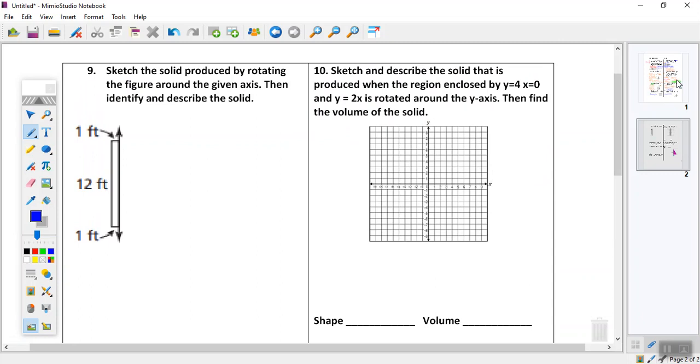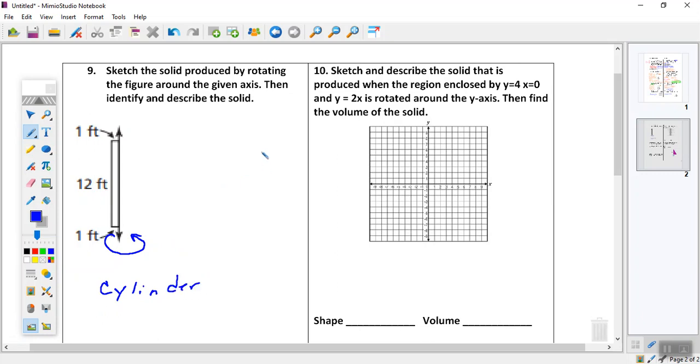Guys, I'm probably going to say tomorrow on the test, it says sketch the solid produced by rotating the figure around the given axis, then identify and describe the solid. If your sketching is kind of like mine and you struggle with it a little bit, you can put into words what that should look like. You have a rectangle adjacent to a vertical axis. If I start rotating it around this axis, like so, what shape is going to form when I rotate a rectangle around a vertical axis? A cylinder.